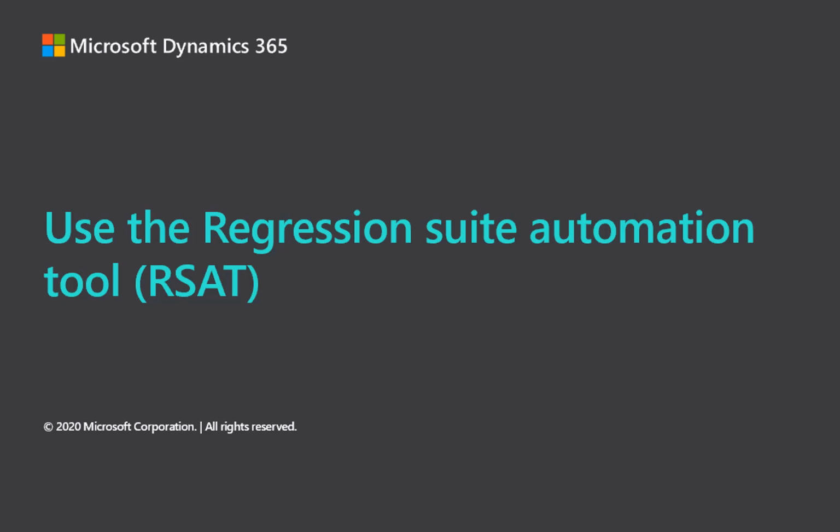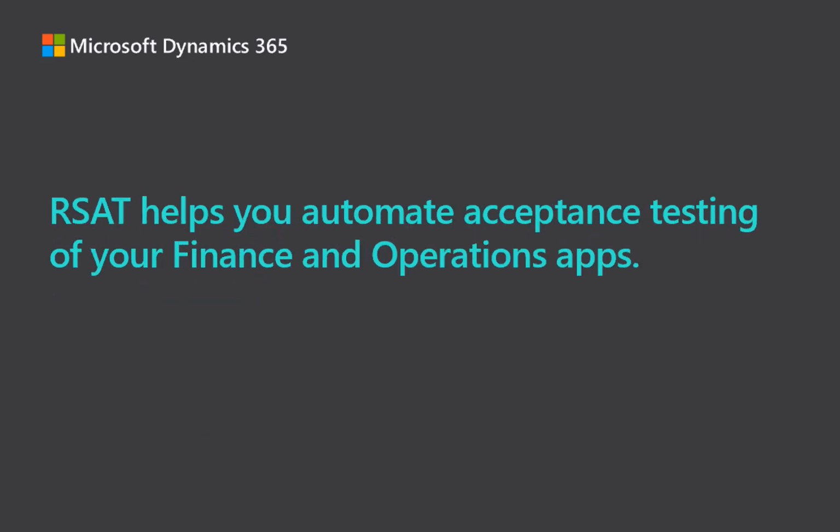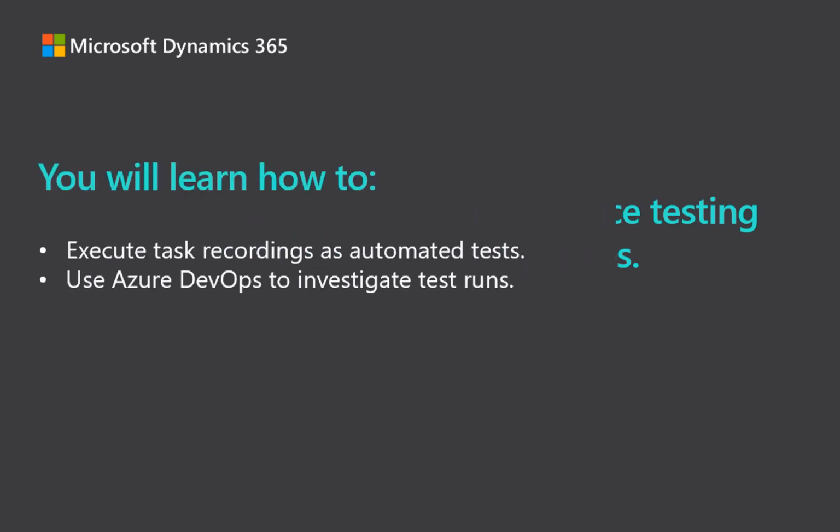In this video, I will show you how to get started with the Regression Suite Automation Tool, or RSAT. RSAT helps you automate acceptance testing of your finance and operations apps. You'll learn how to execute your task recordings as automated tests and use Azure DevOps to investigate test runs.